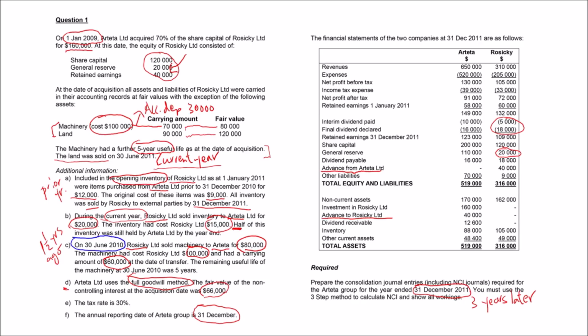This one is an intra-group loan. The reason that they don't need to give you any additional information is because this is an interest-free loan. They don't need to give you any information about the interest. As a result, they don't need any additional information. But you know that this $40,000 is also intra-group transactions, and you need a journal to reverse that.